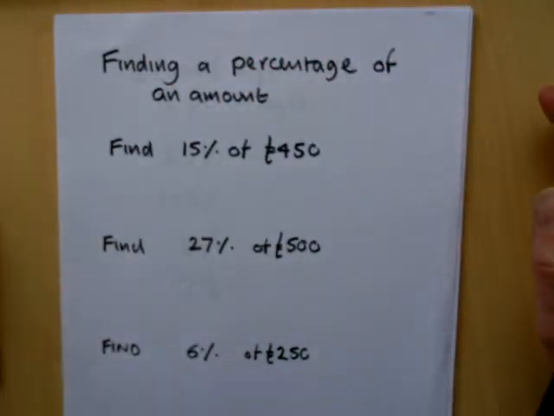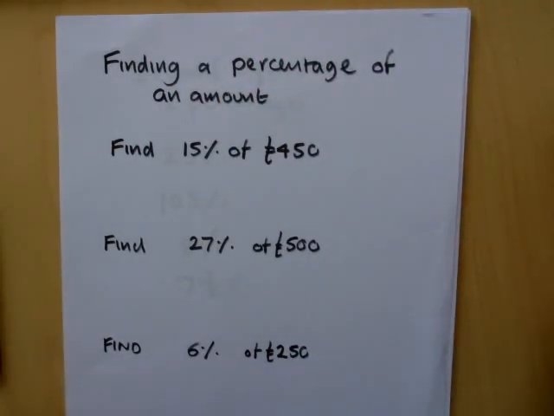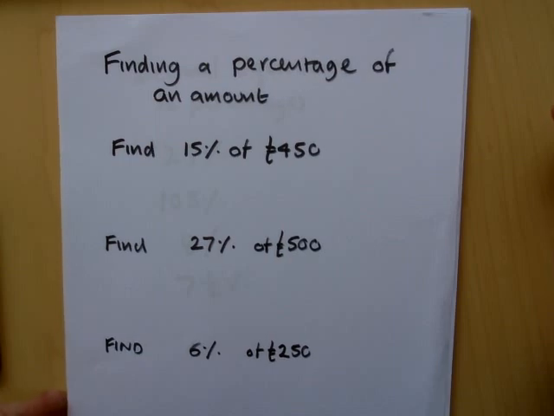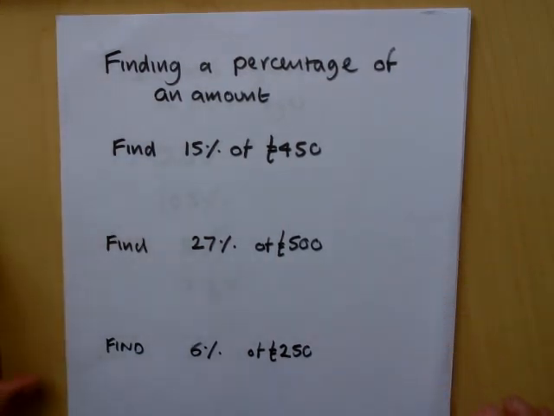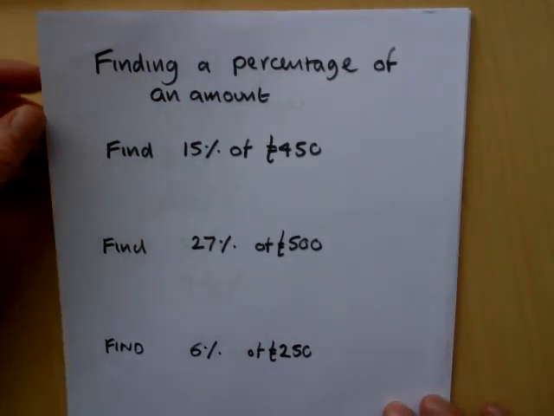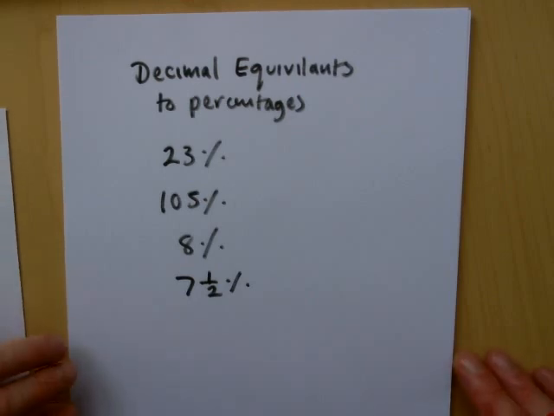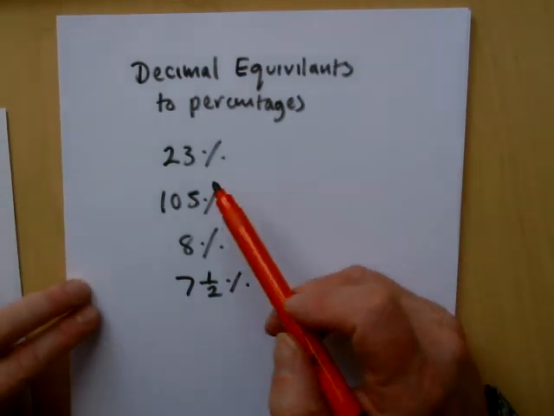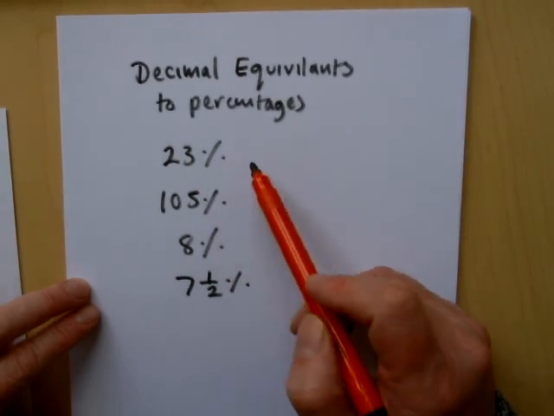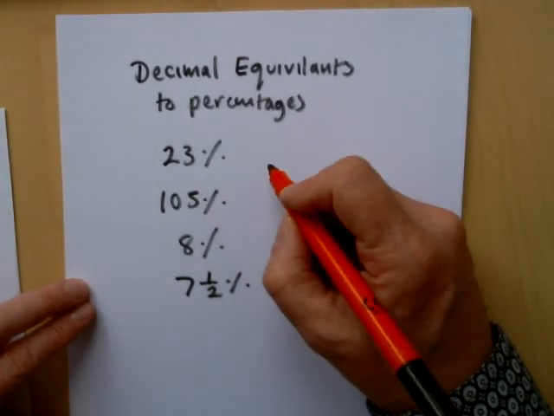So in this short video, I'm going to show you how to find a percentage of an amount using a calculator. It's quite straightforward, providing you know a technique, which is changing your percentages to decimals. Although there is a way you can do that on a calculator, I'll show you as well. But if you're very comfortable with changing percentages to decimals, then you can spend less time on your calculator.